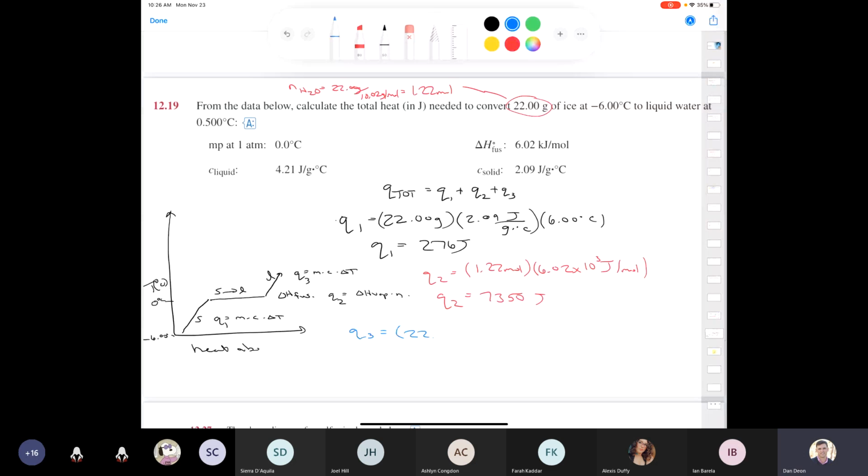And then my Q3 is going to be equal to the 22.00 grams multiplied by 4.21 joules per gram degrees Celsius, multiplied by the final temperature of 0.5. The initial was 0, so 0.500 degrees Celsius. And I get that my Q3 is equal to 46.3 joules. There's all of my Qs. I put them all together, and Q total is equal to 276 joules plus 7350 joules plus 46.3 joules, and I get that my Q total is equal to 7672 joules, and that would be our final answer.